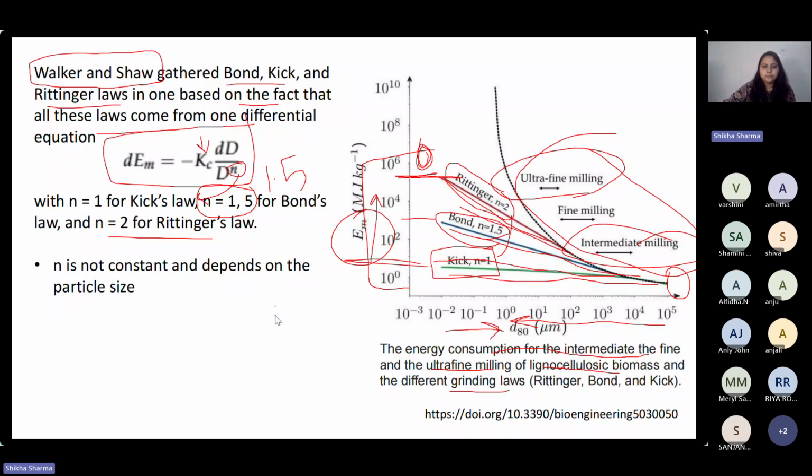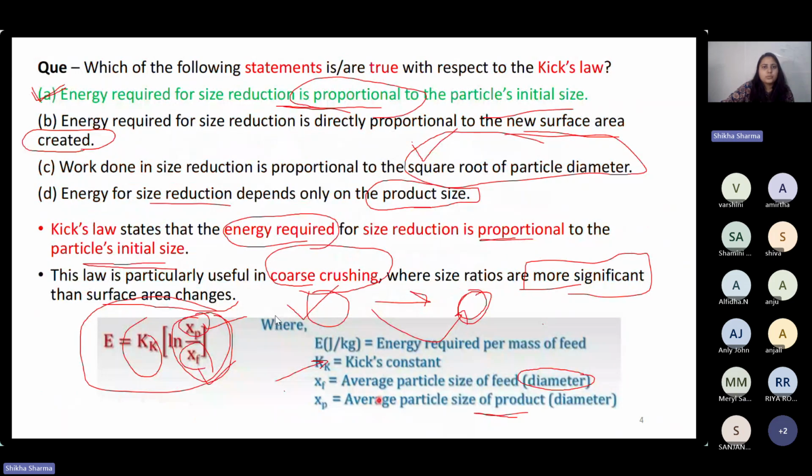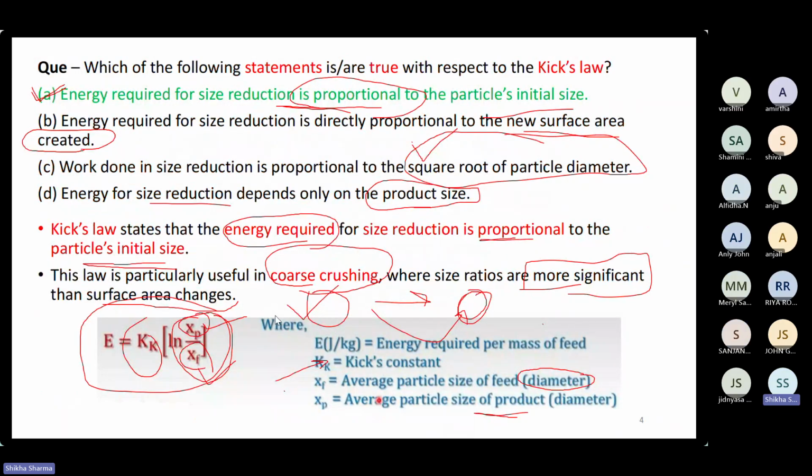Okay, so here for this question, the answer is first, that energy for size reduction is directly proportional to the particle's initial size.